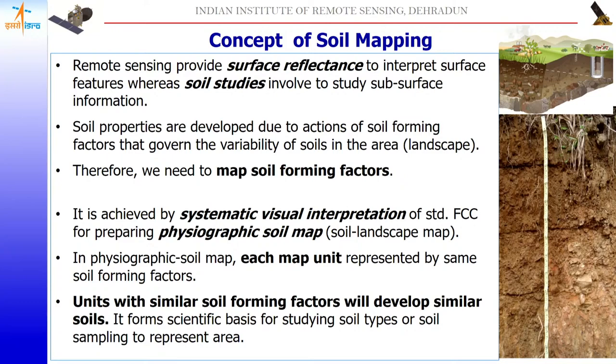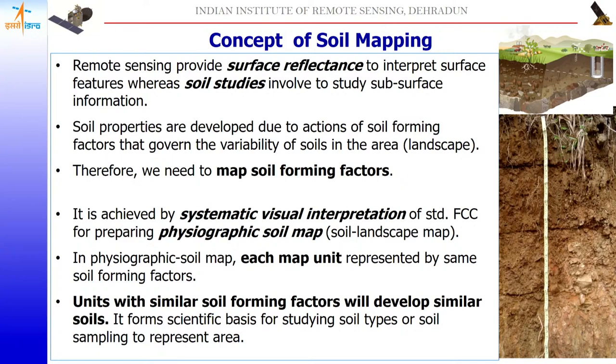So the soil mapping concept requires that surface reflectance can only give the clue. It is not only the clue. We need to study the soil forming factors. So we go for a systematic visual interpretation of a standard false color composite to prepare a physiographic soil map. We also call it a soil landscape map.